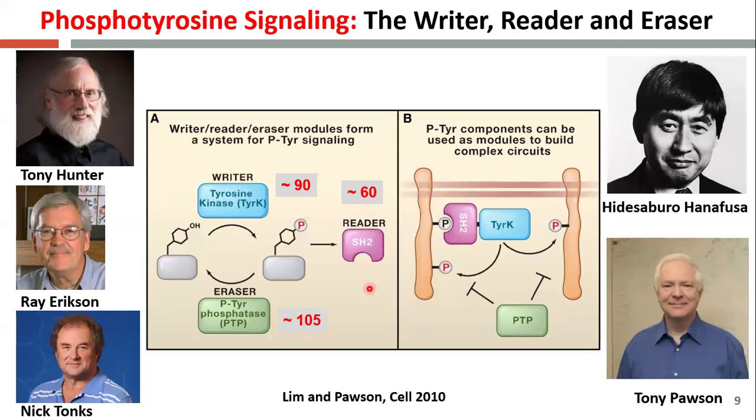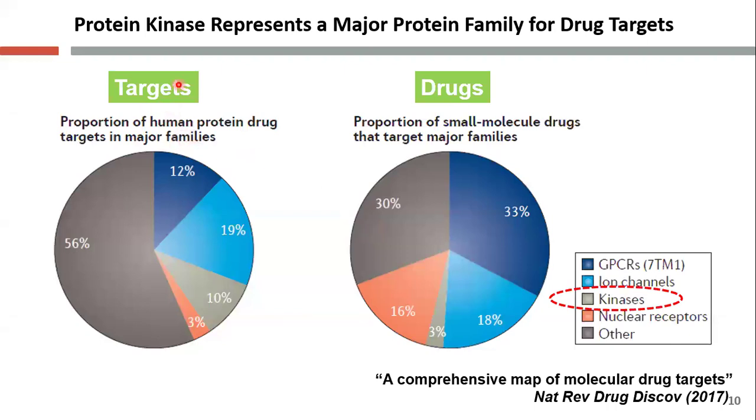Another group of proteins within the human genome, called SH2 domain-containing proteins, can recognize the phosphotyrosine motif and carry out the signaling cascade, completing the whole circle of regulation for phosphotyrosine signaling. Hanna Fusa and Tony Pawson are the leading scientists who were in charge of identifying the SH2 proteins. In terms of druggable targets and FDA-approved drugs, tyrosine protein kinases are among the top protein families for drug development, with 56% of druggable targets and 30% of FDA-approved drugs, just 3% behind GPCRs.